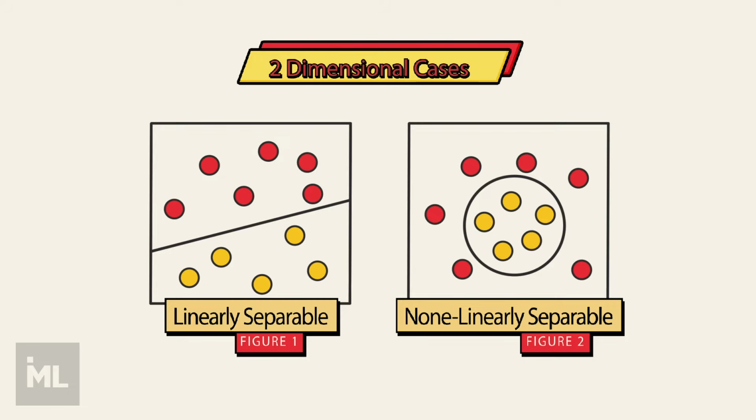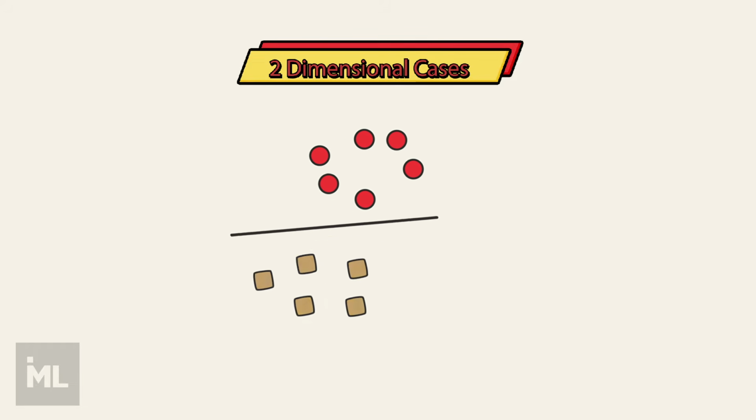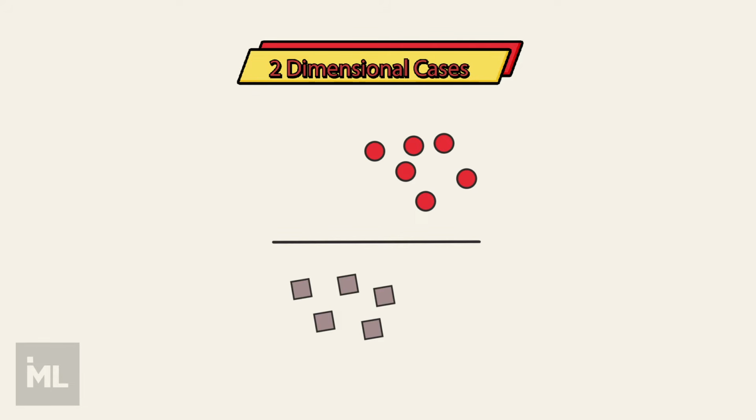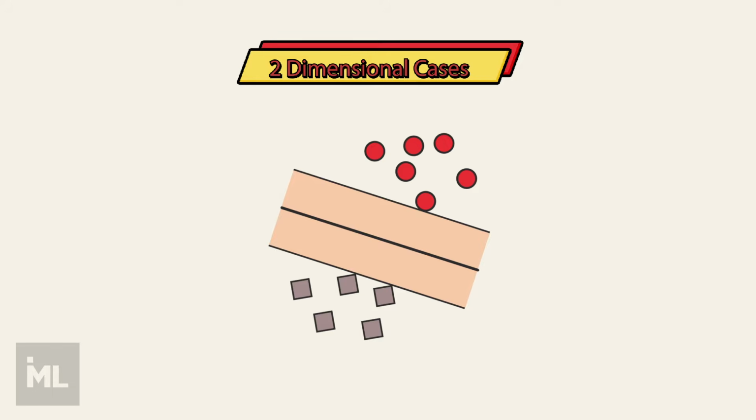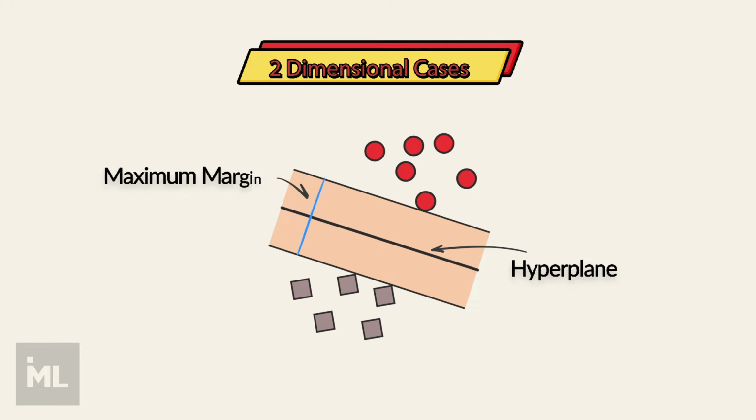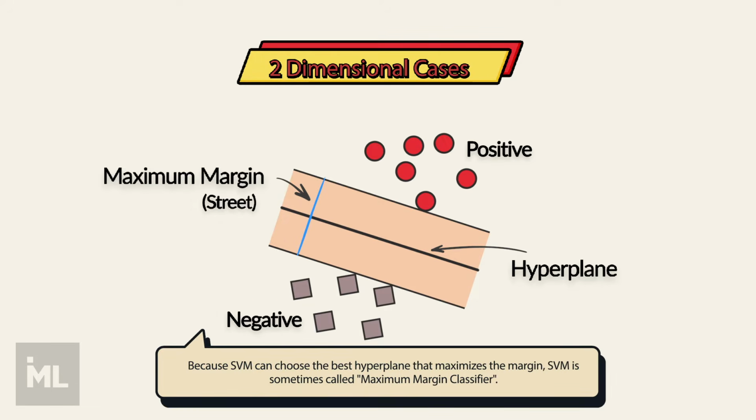Let's have a closer look at Figure 1. In general, there are lots of possible solutions for drawing a hyperplane to separate the positive samples from the negative samples. But which one is the best? SVM can help us choose the best hyperplane, which maximizes the margin, or sometimes we call it a street, around the hyperplane to separate the positive ones from the negative ones. That's the reason why sometimes we also call SVM the maximum margin classifier.